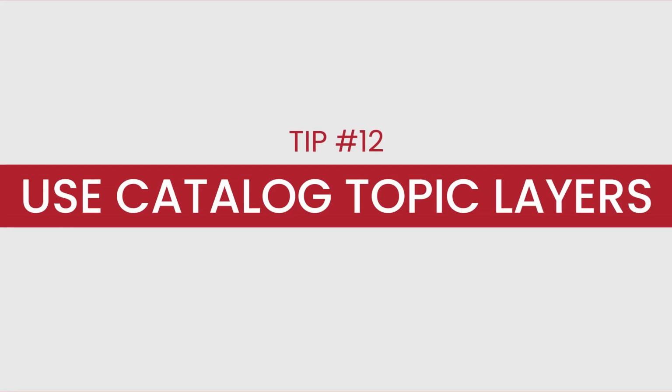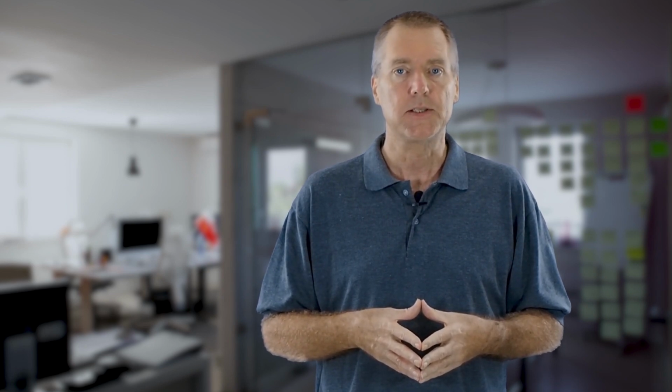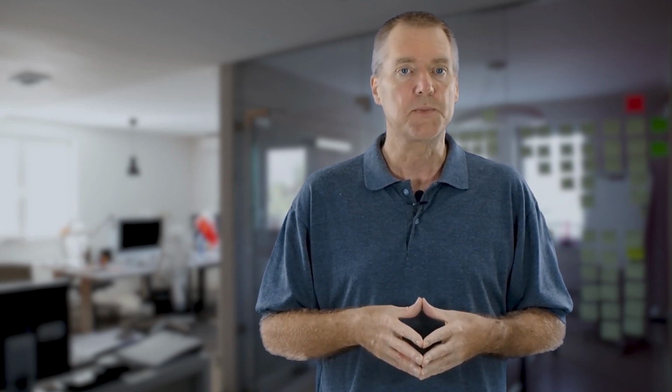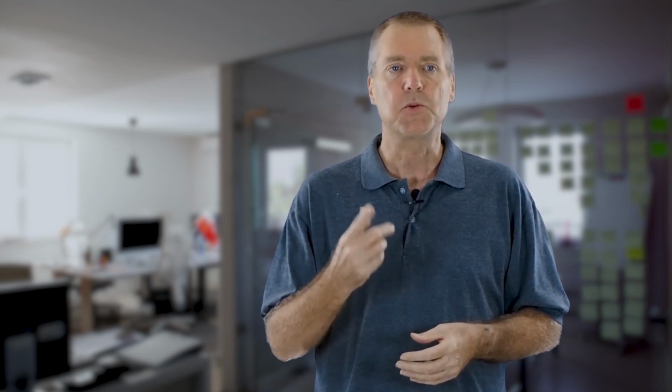Tip 12. Use catalog topic layers. Catalog topic layers is my term, so don't be surprised if you haven't heard it before. Organize the topics on your page according to their general theme, subtopic, and the even more specific subtopic, like kitchen, appliances, small appliances, coffee makers. Catalogs use this system, but it is new for blogs. That's why I call them catalog topic layers.